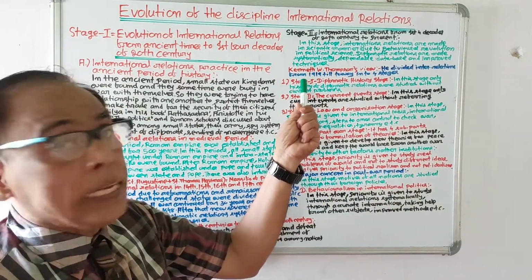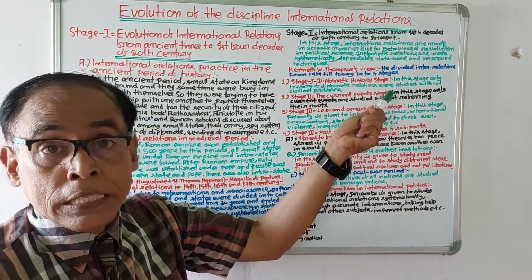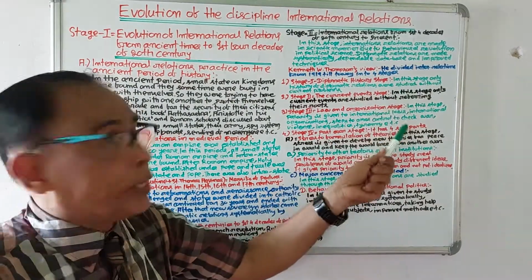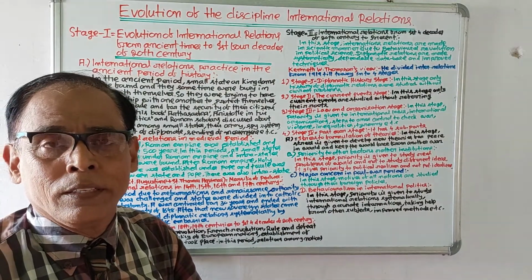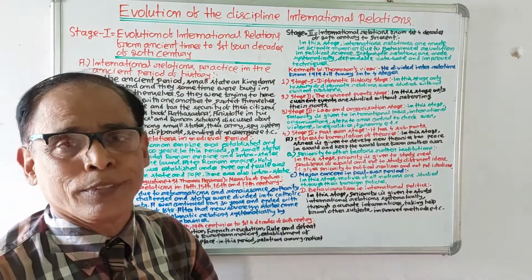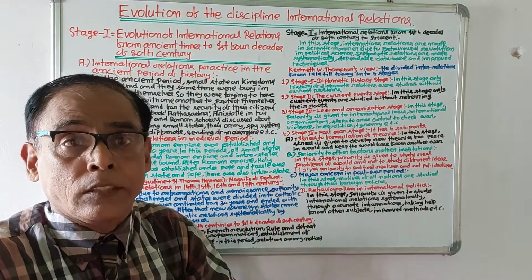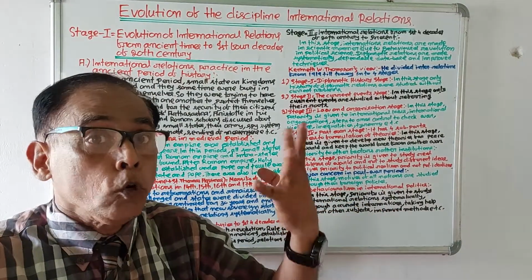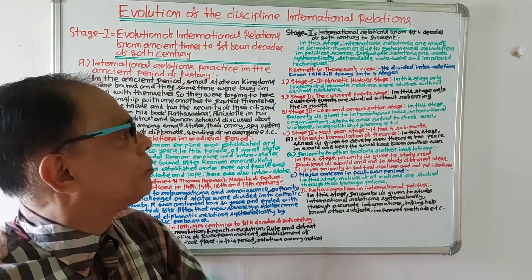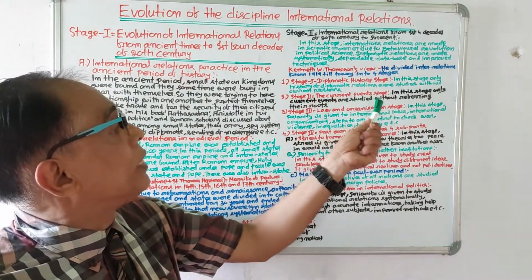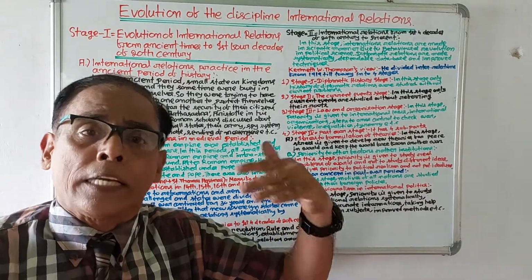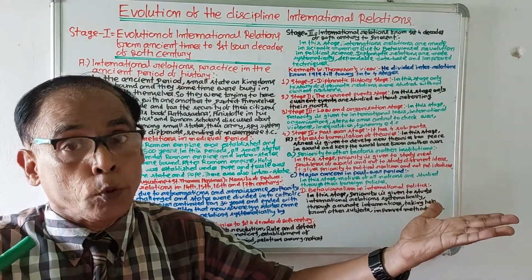But according to Kenneth W. Thompson, he divided international relations from 1919 till today into four parts. The first stage is the diplomatic history stage. In this stage, only the history of diplomatic relations was studied, not current problems.